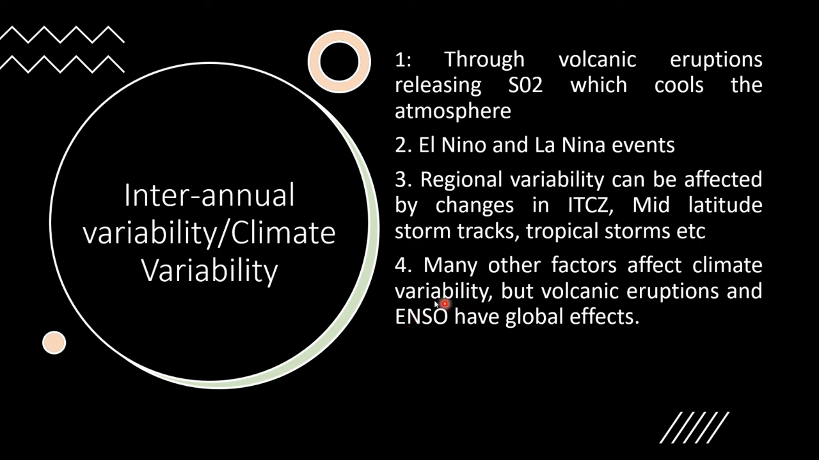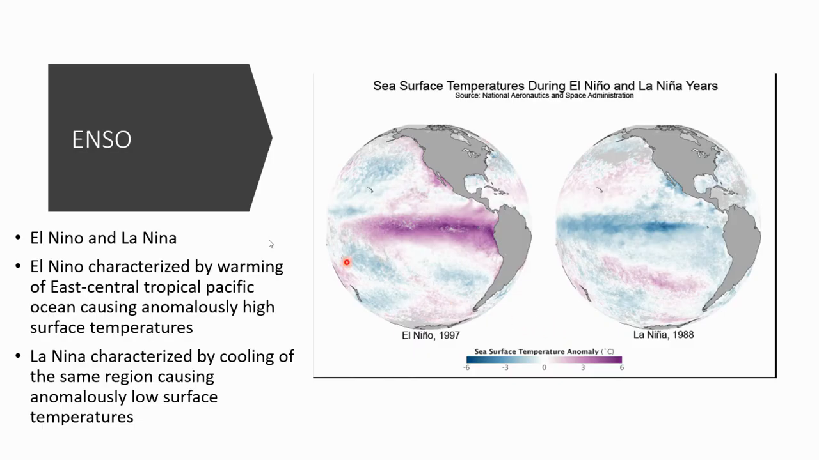Let me show you what ENSO is. This is the El Nino and La Nina. They are called ENSO. When you're talking about the El Nino that happened in 1997, the temperature in the Pacific region was really high in 1997. That was the El Nino event. That means a higher temperature event is called the El Nino event. And in 1988 there was a La Nina event. La Nina means a really low temperature at that time.